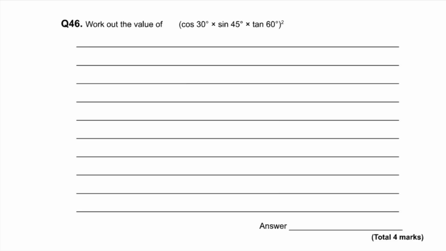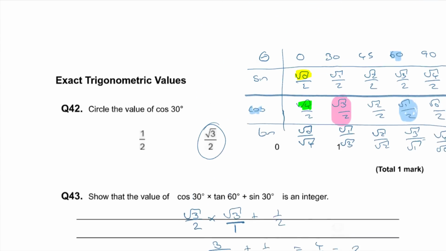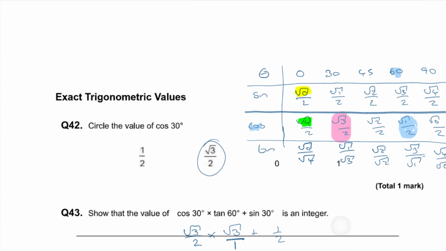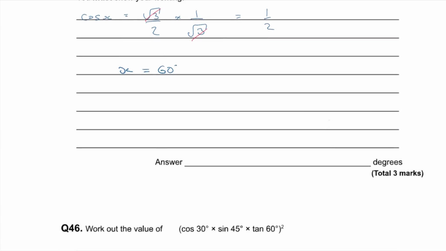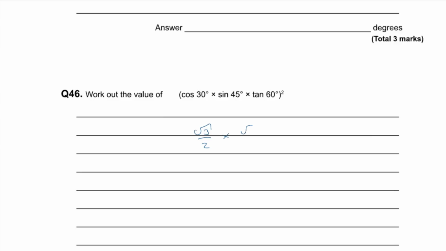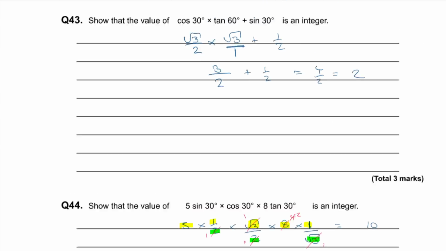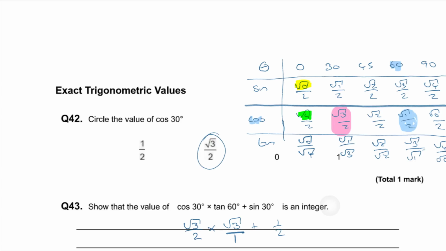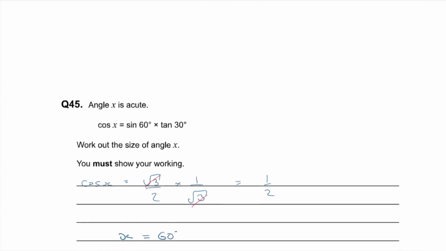Work out the value of cos 30 times the sine of 45 times the tan of 60 all squared. I can remember cos 30 is root 3 over 2. Sine 45, what was the sine of 45? That was root 2 over 2. So times root 2 over 2, and the tan of 60, that was root 3 over root 1, which is just root 3.